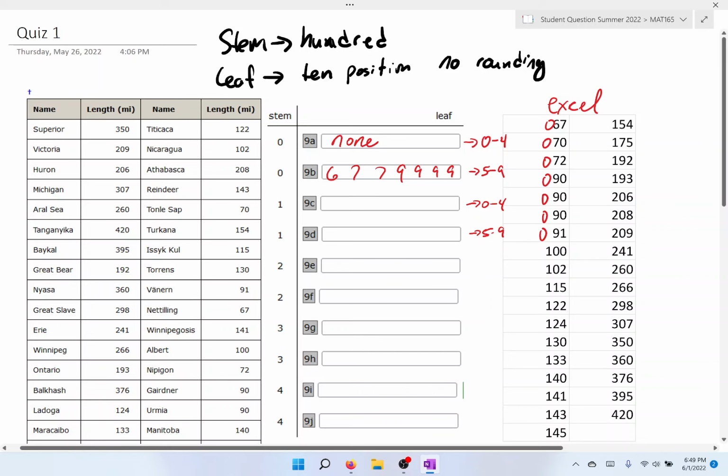Then for the 1, you would have a 0, 0, a 1, 1, 2 2s, 1, 2 3s, and 1, 2, 3, 4 4s. So let me just get rid of this. 1, 2, 3, and 4. Okay? And I'll just finish this real fast.